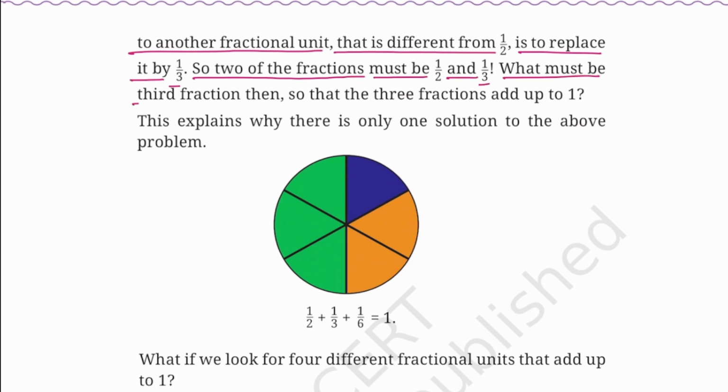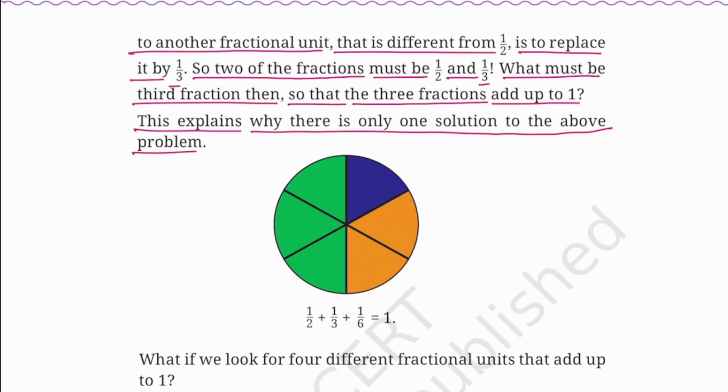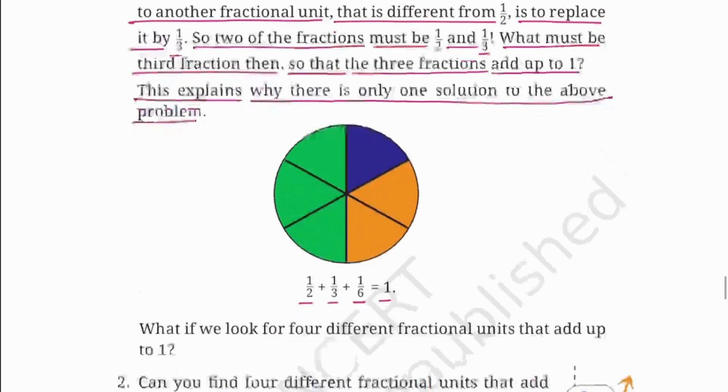What must be the third fraction then, so that the three fractions add up to 1? This explains why there is only one solution to the above problem. 1/2 + 1/3 + 1/6 is equal to 1.